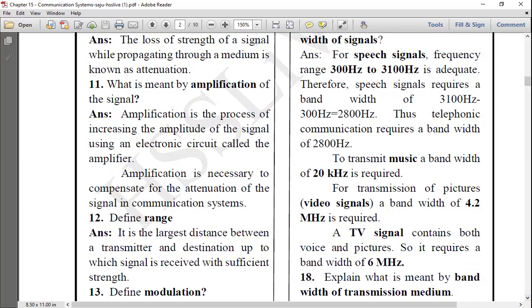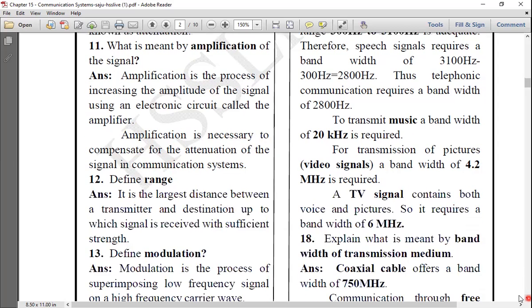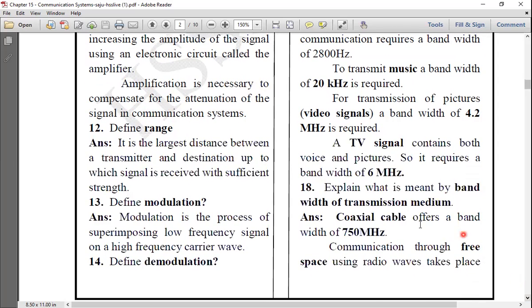Next is define range. It is the largest distance between a transmitter and destination up to which signal is received with sufficient strength. Okay. Range is not there means you are not in range. Yes, no. Clear? So it is the largest distance between a transmitter and destination up to which signal is received with sufficient strength. That is what range is.